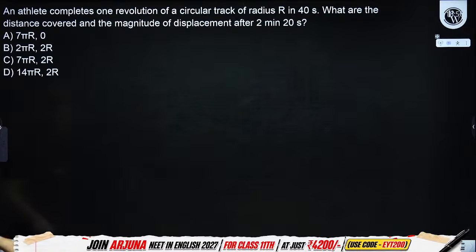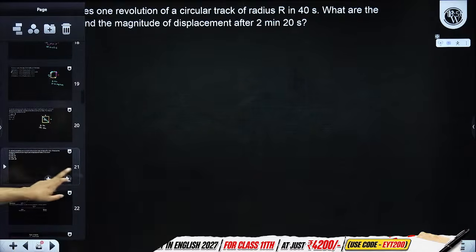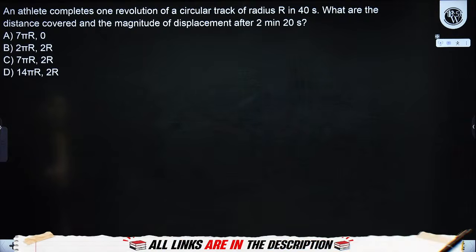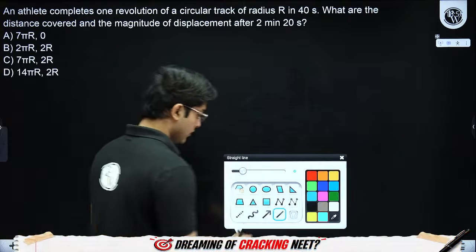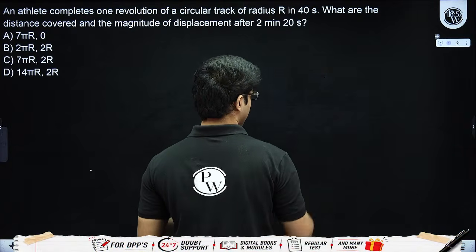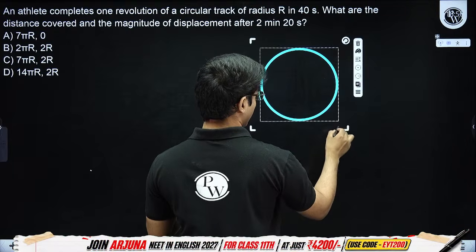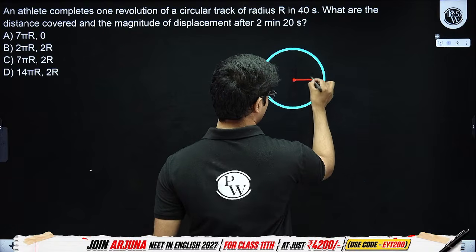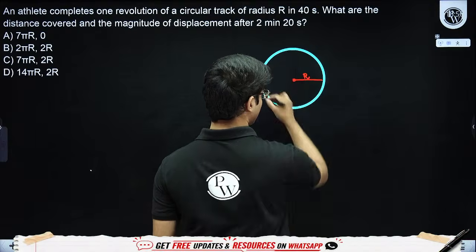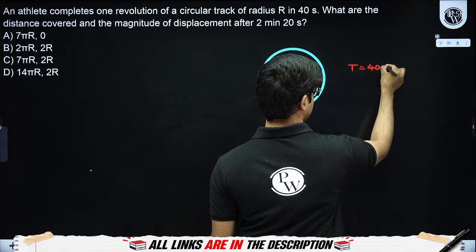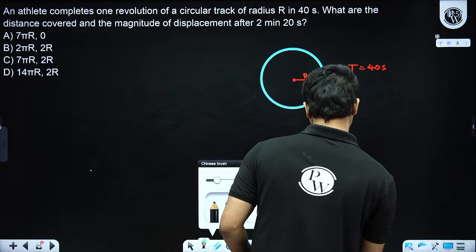So now this is the last question in distance and displacement. So try this. Athlete completes one revolution of a circular track of radius r in 40 seconds. In the circular track, to run the track one full time, for one full revolution, the time taken is 40 seconds. So in 40 seconds, he completes one circular motion.